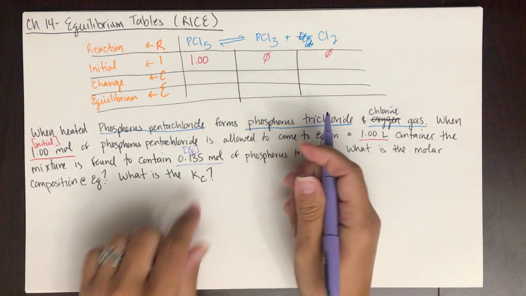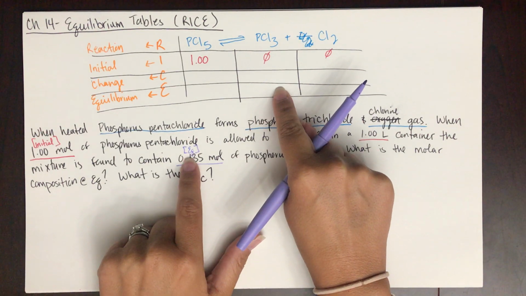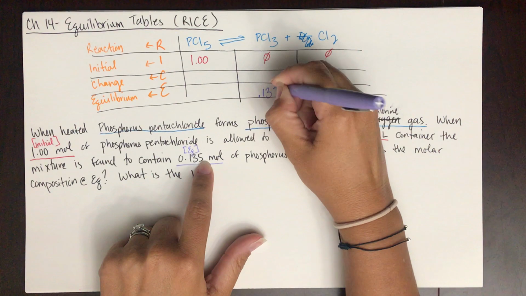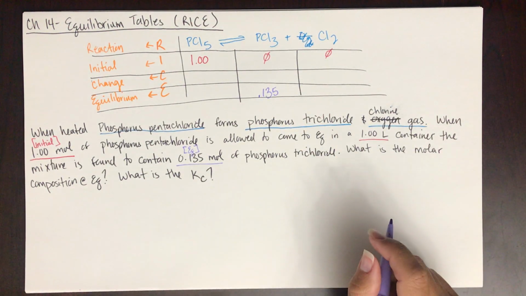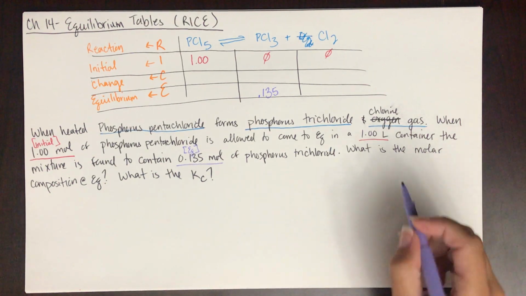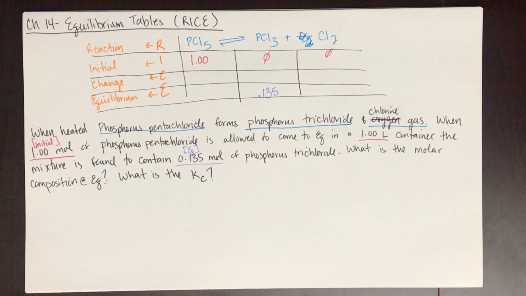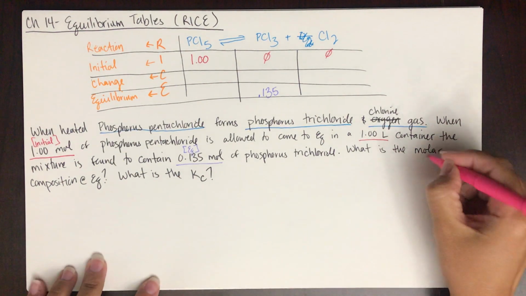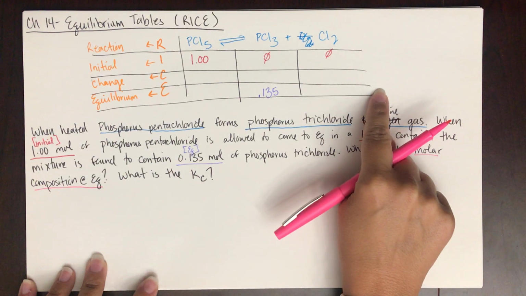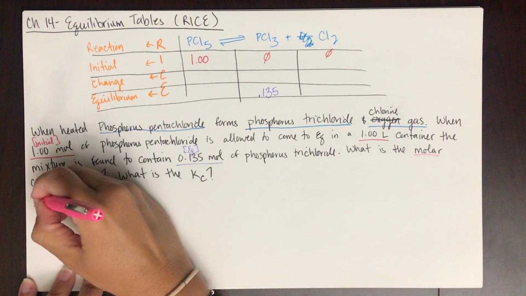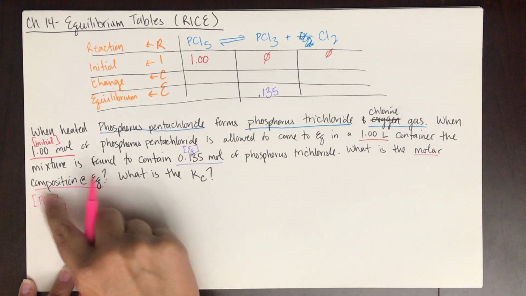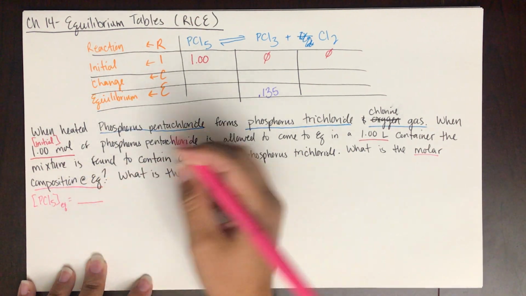So the equilibrium concentration of the phosphorus trichloride is 0.135. And then it says, what is the molar composition at equilibrium? So the molar composition at equilibrium, what this means is, what is the concentration of everything at equilibrium? So I'm just going to write down here PCl5, and then I'm going to write down here EQ, because that's the concentration at equilibrium. What is that?